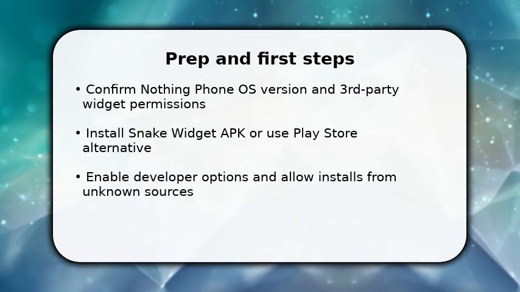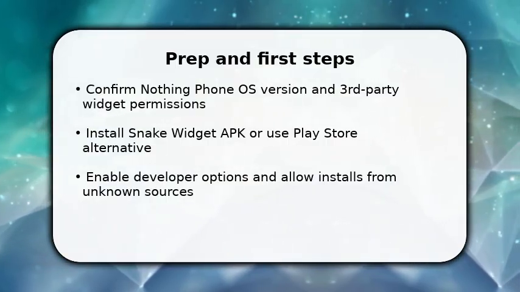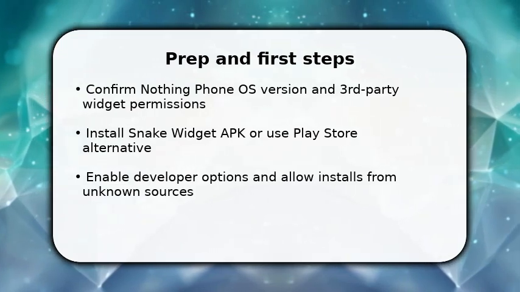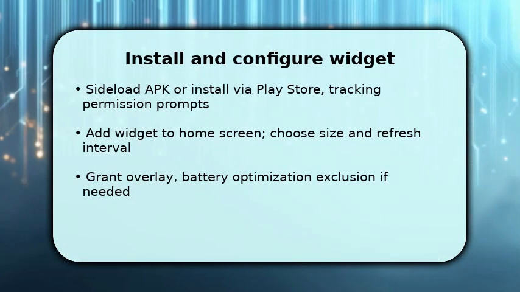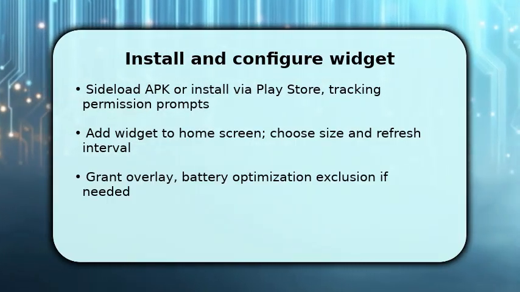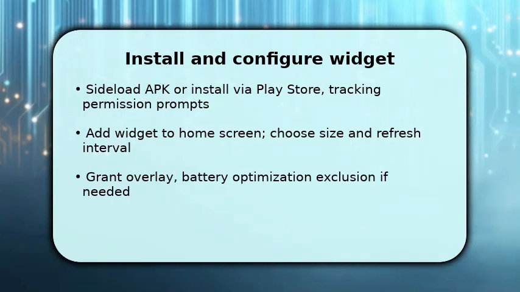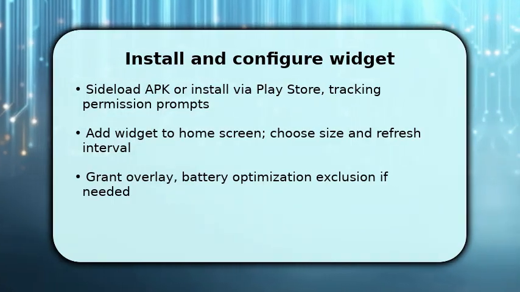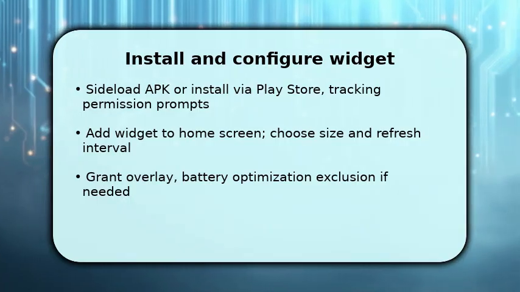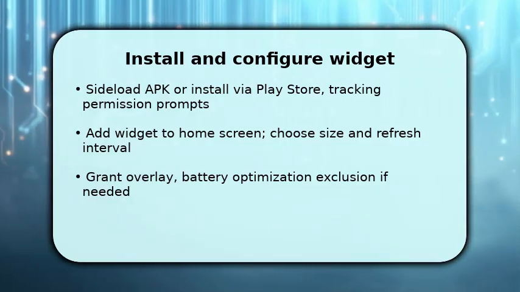You will test a simple quick install now, to confirm the system accepts home screen widgets and background processes. You'll sideload or install the widget and immediately accept runtime permissions when prompted. This avoids hidden failures. Once installed, press and hold the home screen, select widgets, then drop the Snake widget onto a page and pick the size and refresh interval that suits your layout.